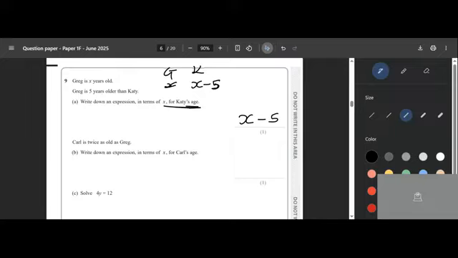Then we're told that Carl is twice as old as Greg, whereas Greg is X. Therefore, Carl will be twice X, 2X. And that one makes it even easier. Then we can proceed with the next part.